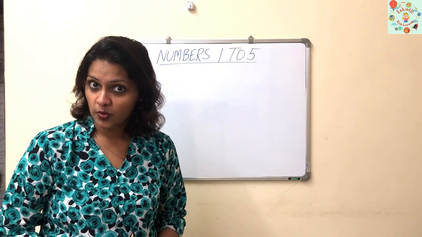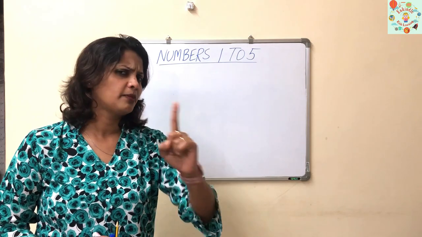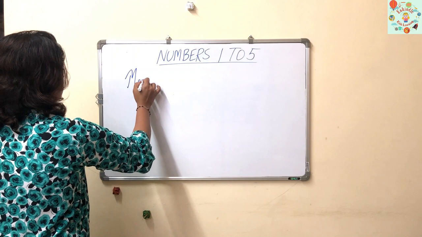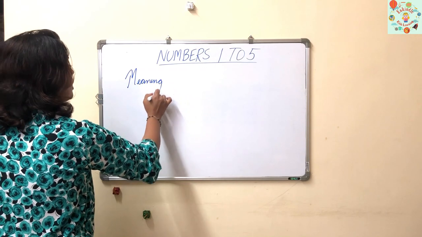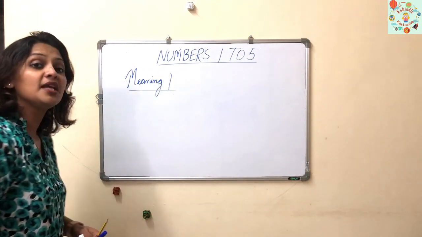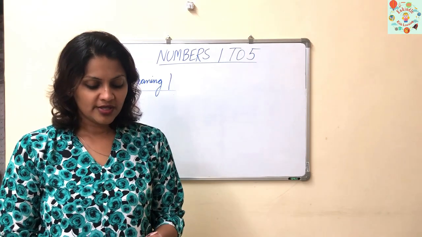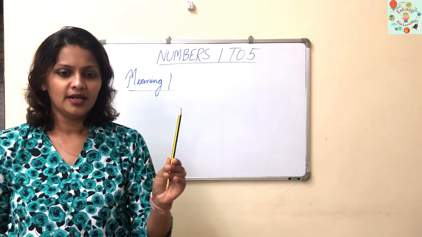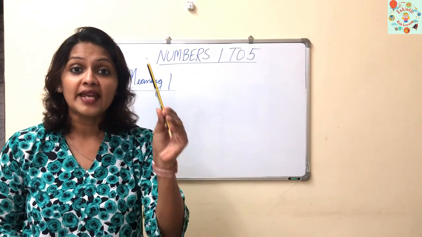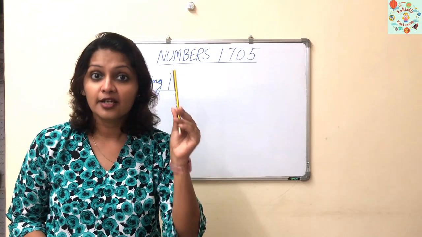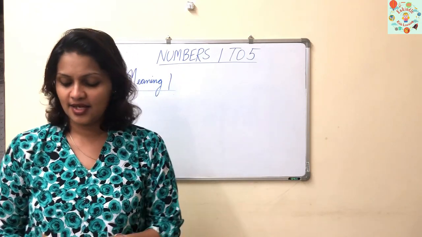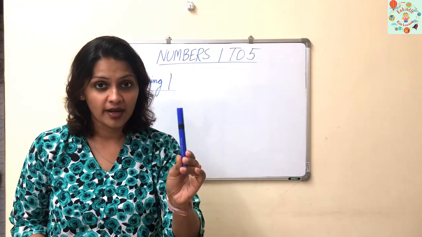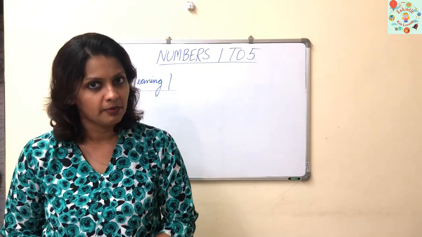To introduce numbers 1 to 5, let us begin with number 1. To begin with, we will have to tell them the meaning of number 1. What is the meaning of number 1? For this, we will take some small objects. I have a pencil here, right? I'm going to ask them, how many pencils do I have? Correct. It is just 1. How many colors do I have? That's right. It is just 1. So this is the meaning of number 1.